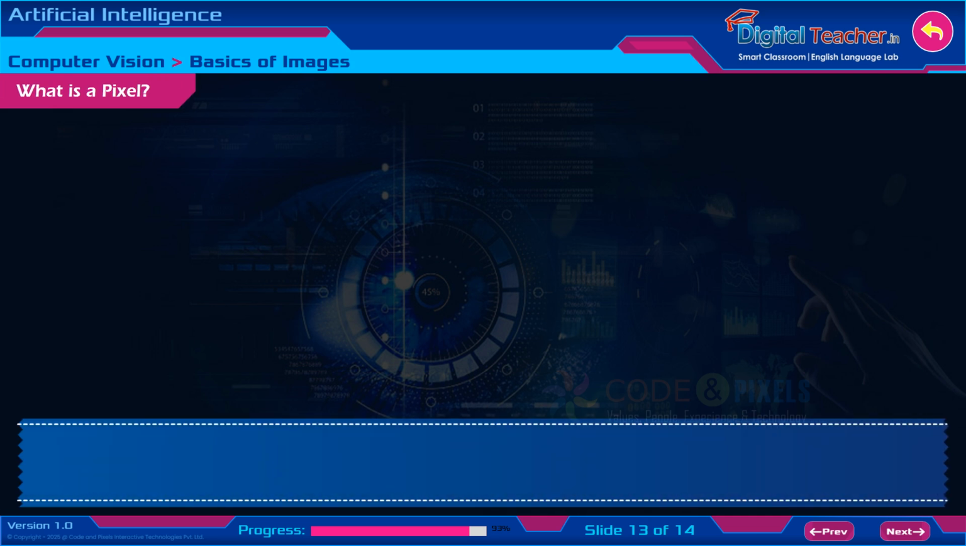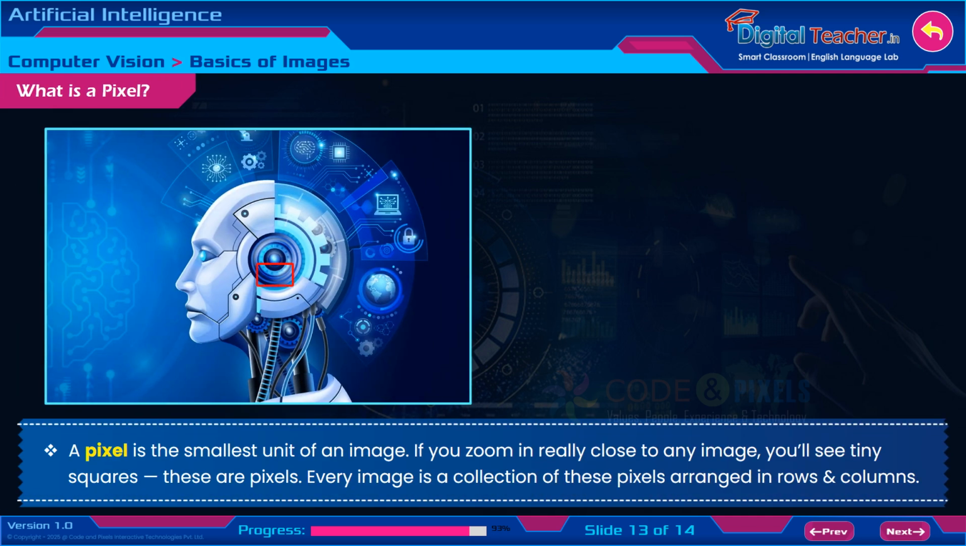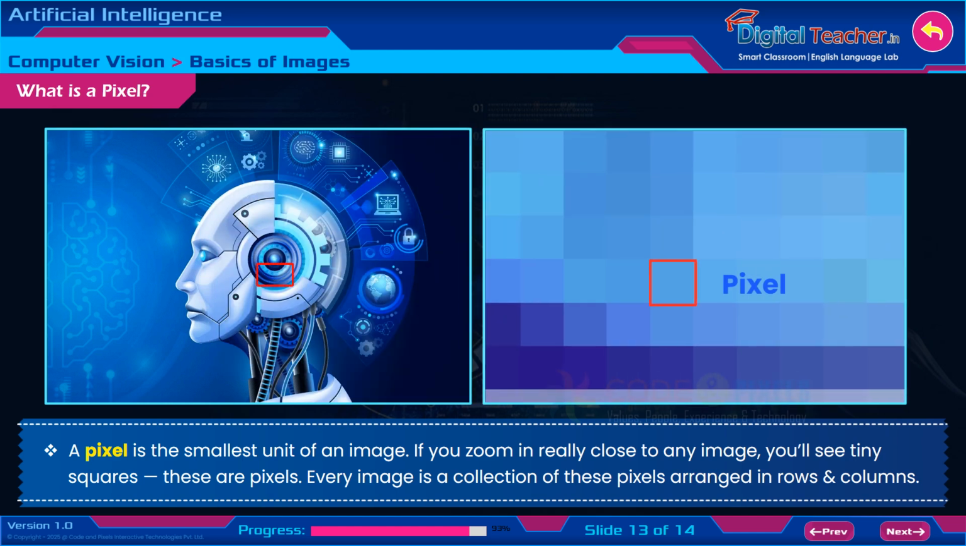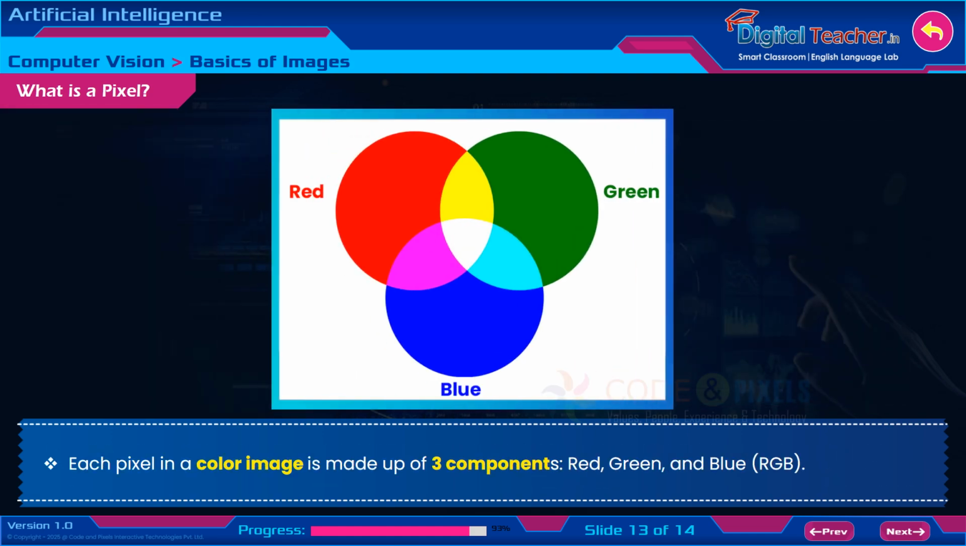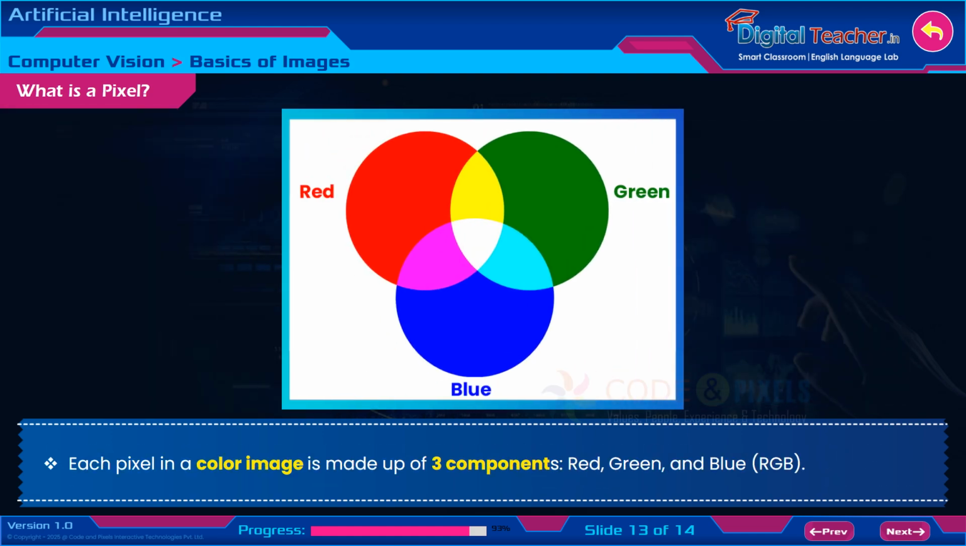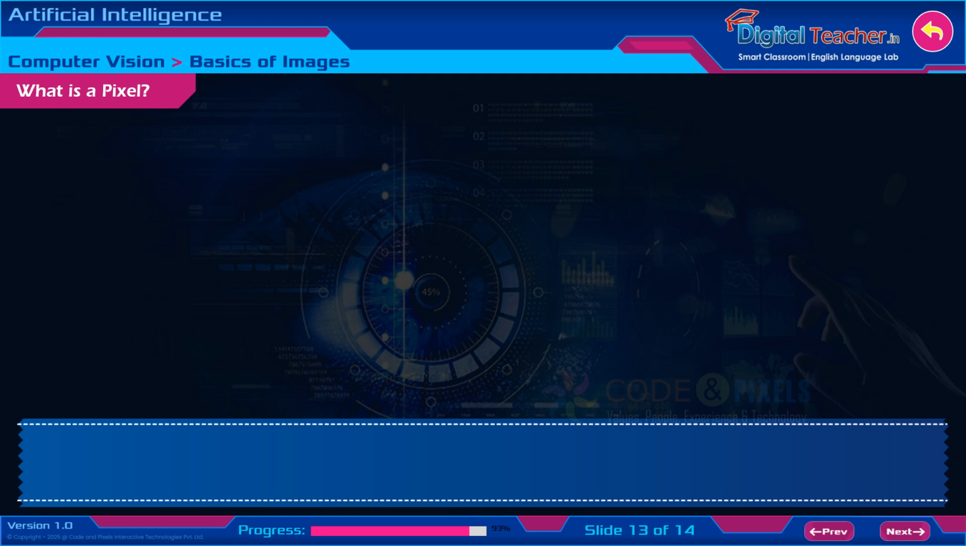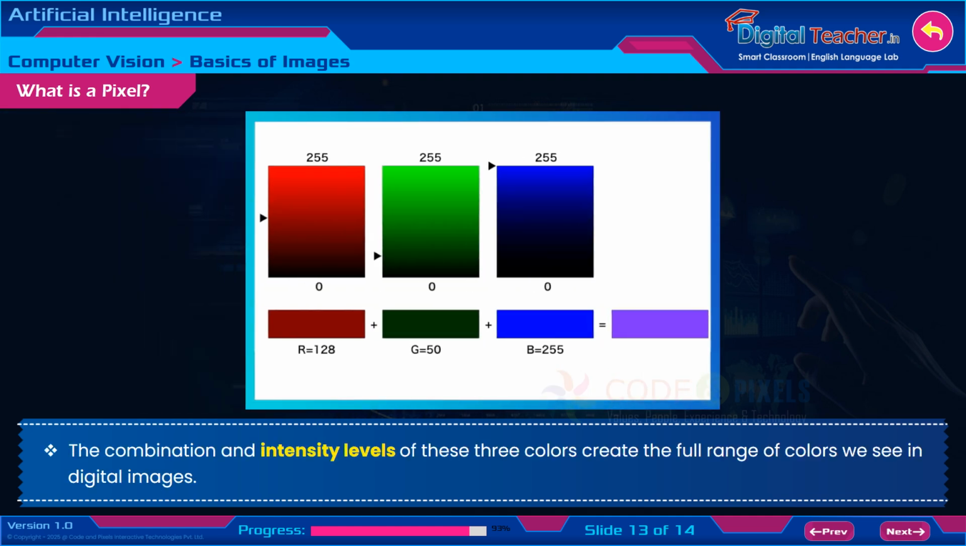What is a pixel? A pixel is the smallest unit of an image. If you zoom in really close to any image, you'll see tiny squares. These are pixels. Every image is a collection of these pixels, arranged in rows and columns. Each pixel in a color image is made up of 3 components: red, green, and blue. The combination and intensity levels of these 3 colors create the full range of colors we see in digital images.